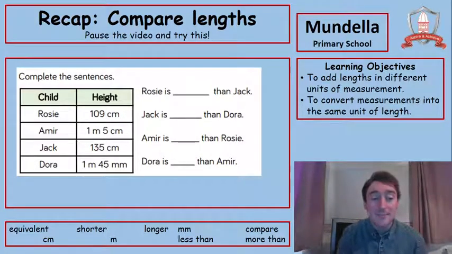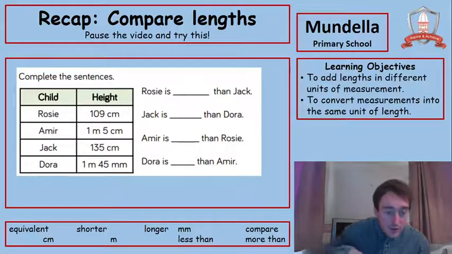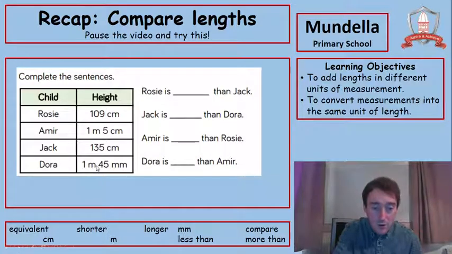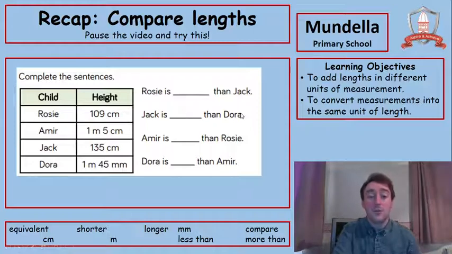Jack is than Dora. Well, Dora, it says, is 1 metre and 45 millimetres. So 1 metre is 100 centimetres, but 45 millimetres, well, that's 4.5 centimetres. So Jack is going to be taller, isn't he? So Jack is taller than Dora.